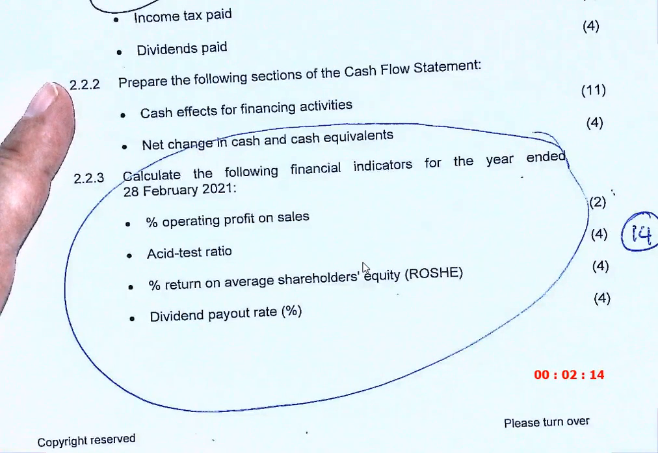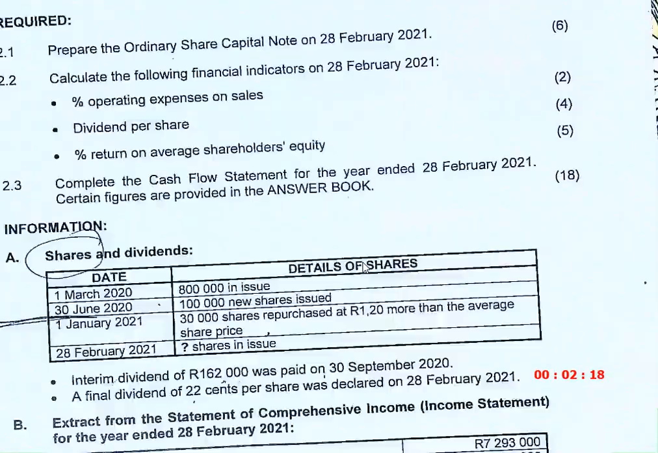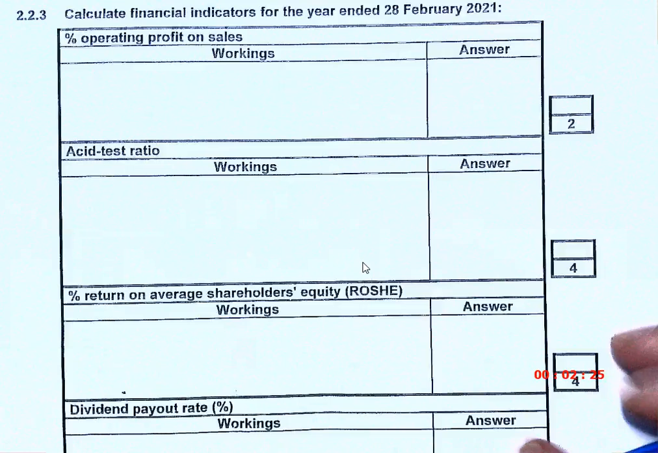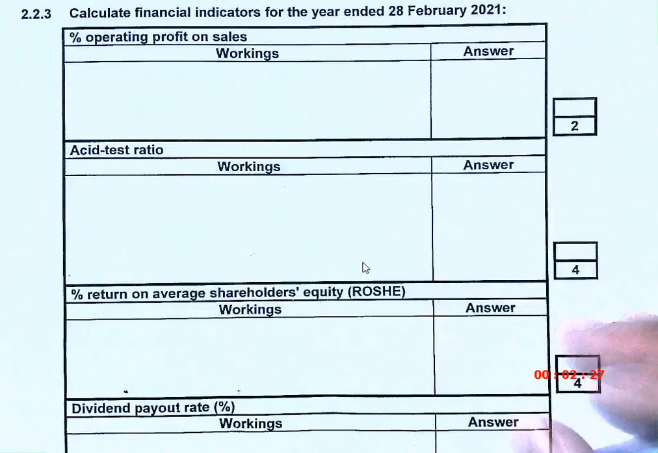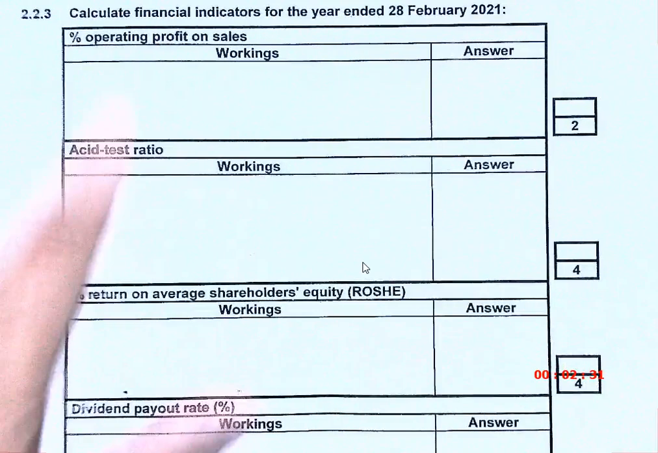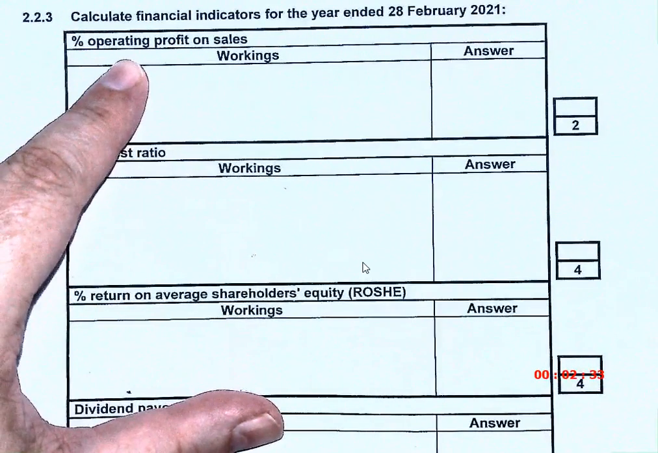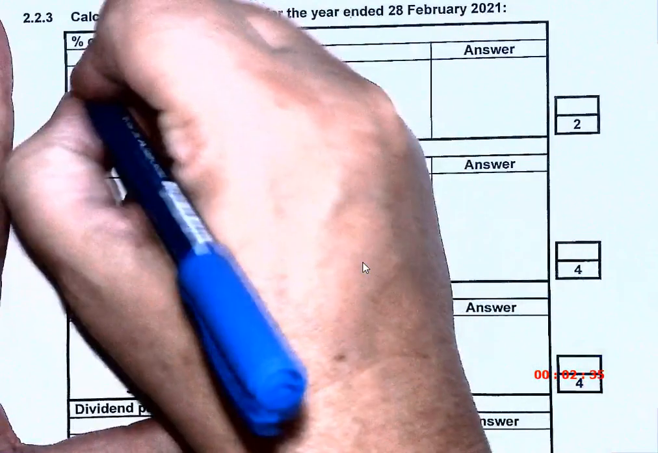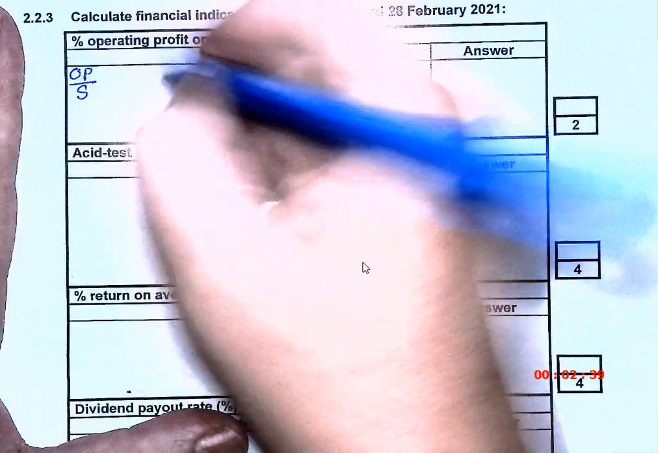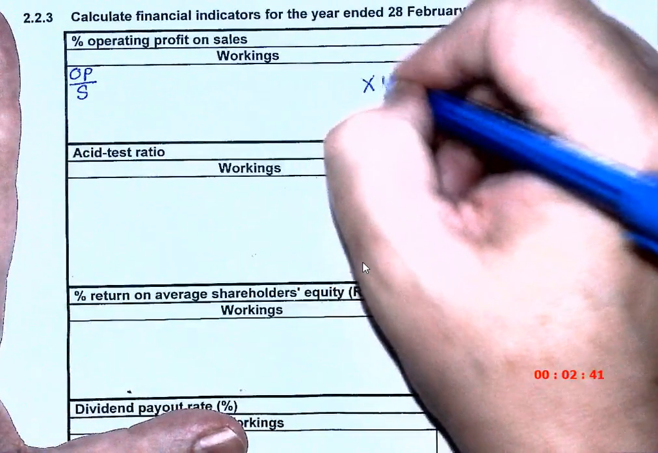Okay? So, let's quickly do this. And once again I say, don't waste your time by going to the format sheet, because the format sheet is only there if you forgot the ratio, because it's not a layout. So, let's see. Operating profit on sales. It tells you operating profit on top, sales at the bottom. And because it's a percentage, you're going to times with 100.